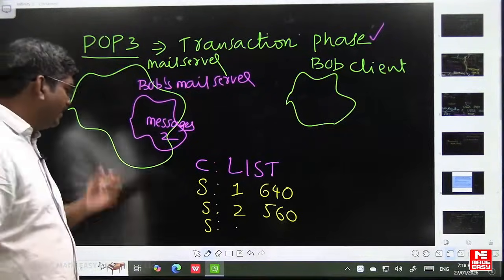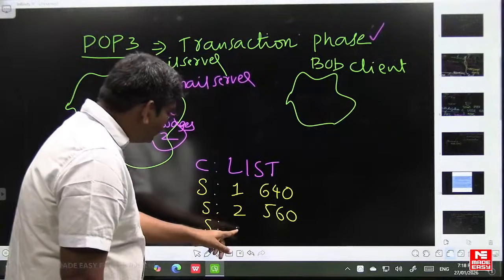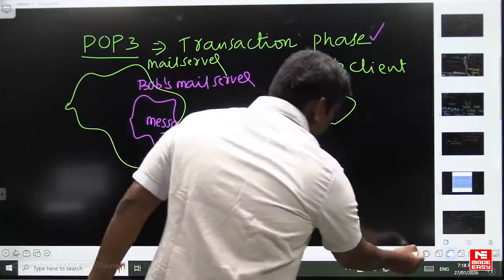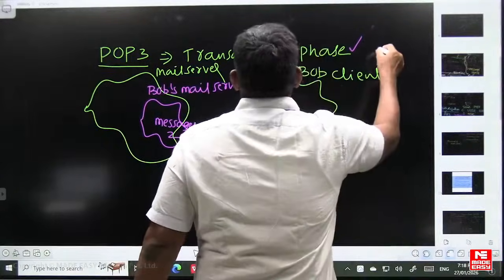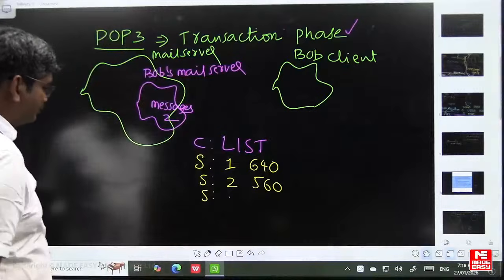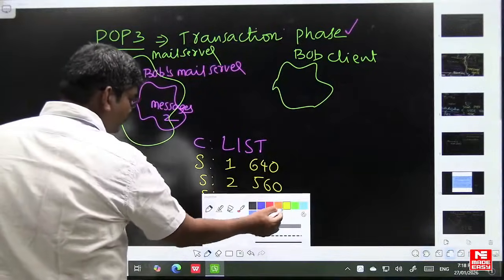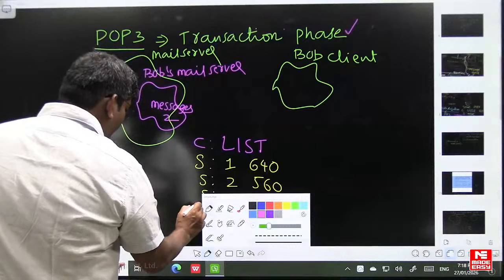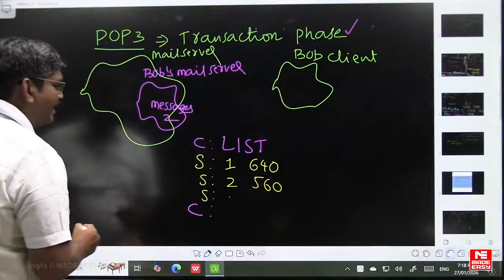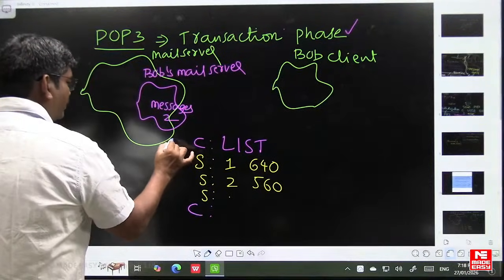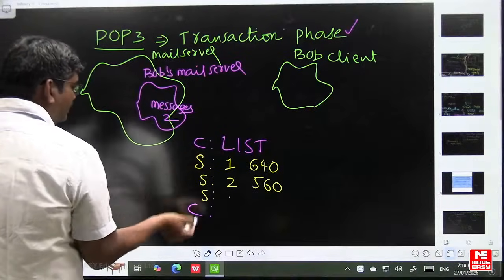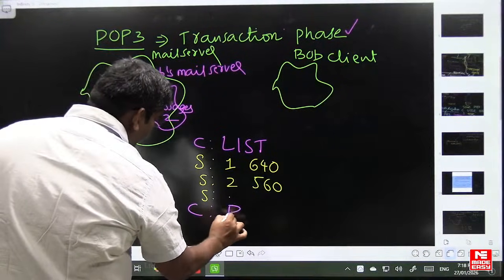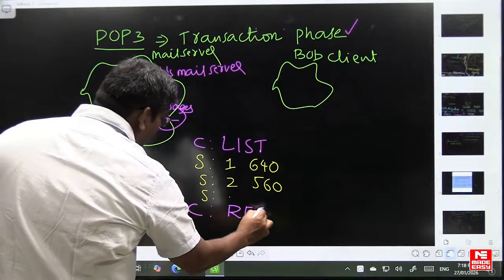Okay? Fine. Now this dot means the transaction for this command has been done. You got 2 mails with the list command. So now you see, after this, again the client, what is the next step the client has to do? This is step 1 done. Now what is the next step here? The next command is the RE, okay, TR.